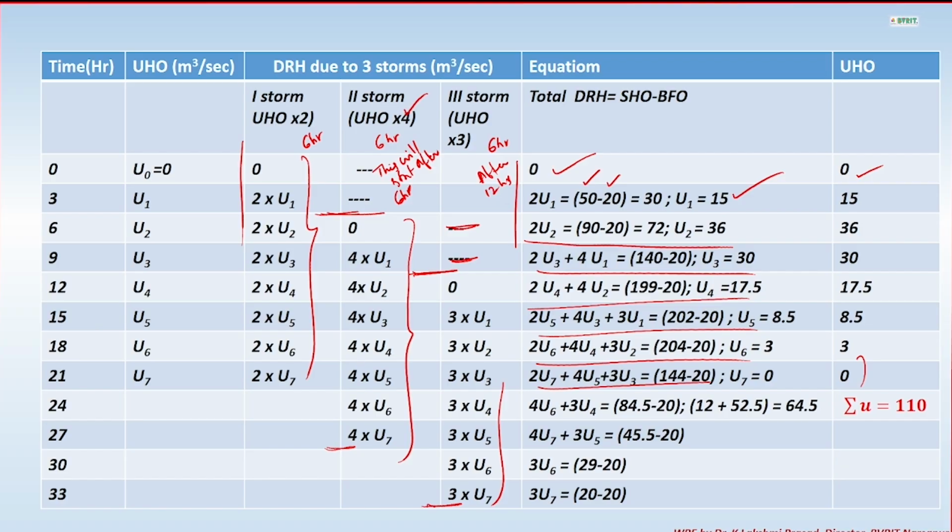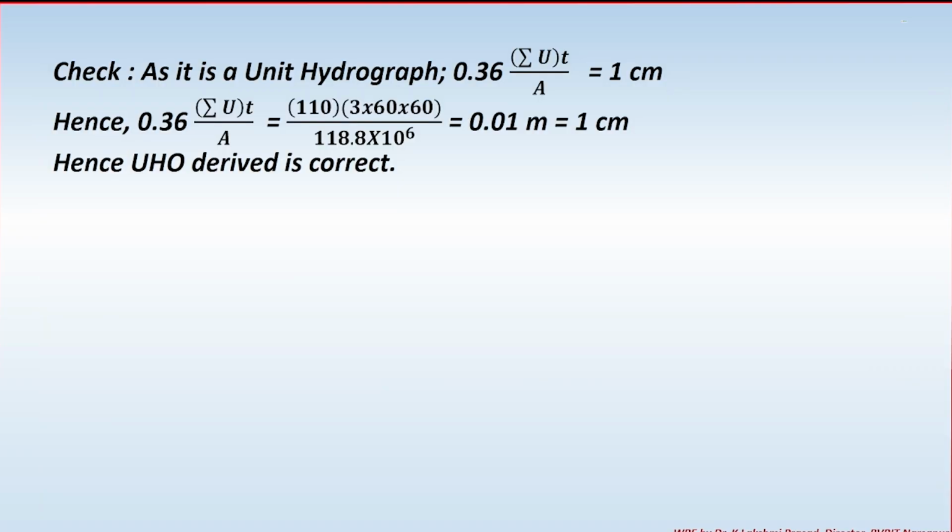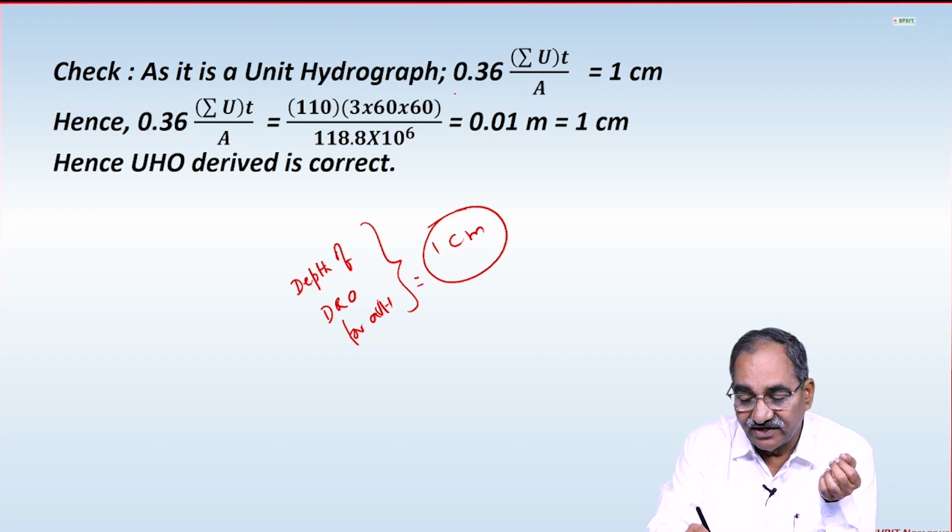How can I check it? These are all the unit hydrograph ordinates. So I found the sum. We know the depth of direct runoff for a unit hydrograph. What is the depth of direct runoff for a UH? How much? It should be 1 centimeter. I have checked it, 0.36.